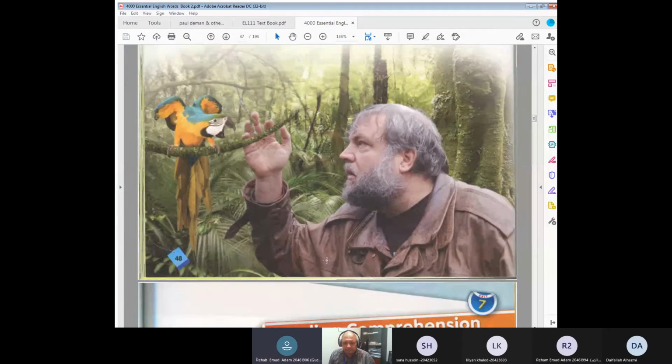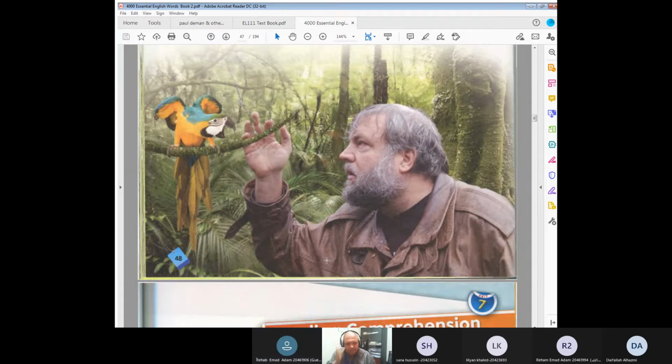I can see in this photo, I think it's a forest, because everything is green. Also, I see a man who looks at the bird. He is looking, I think, exploring something about the bird. Okay. This is all right. Thank you. You're welcome.